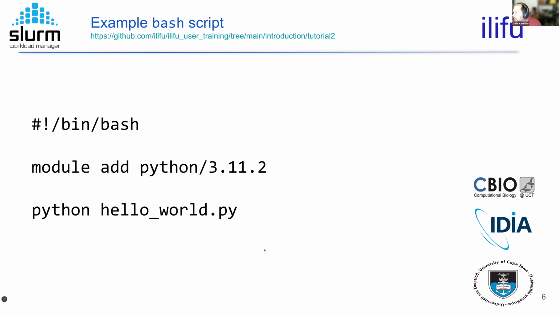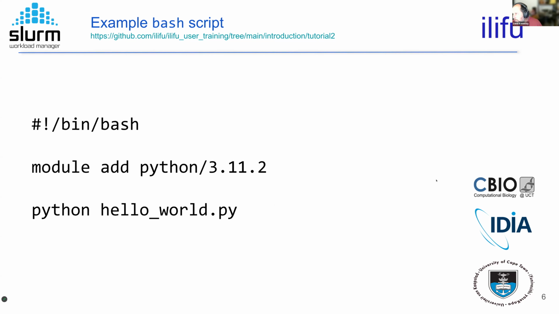Then the next lines we've got here are the commands that will be run. In this case, we're going to use the module system, which Jeremy also showed you. And what we're doing here is we're selecting Python 3.11.2, and then we're going to run the Python command on this hello world script. And that's all there is to it. And I'll demonstrate this in a moment.